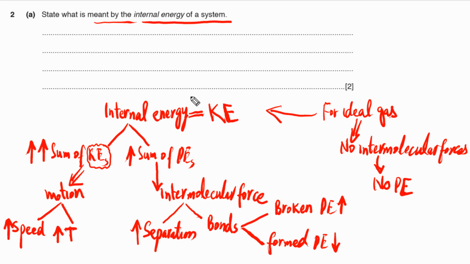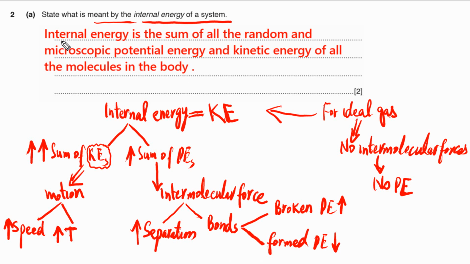Now let's try to define what is the internal energy of a system. I hope you have a clear idea now of what internal energy of a system is. Let me explain how to write a proper answer for this question. This is how you can write down internal energy of a system. As I have explained, it is the sum of all the random and microscopic potential energy and kinetic energy of all the molecules in the body or in the system.